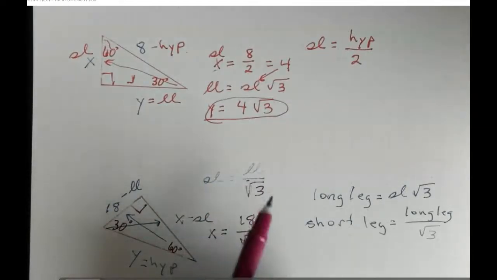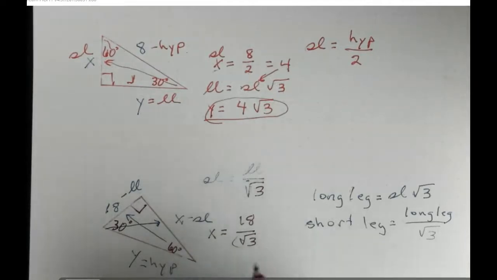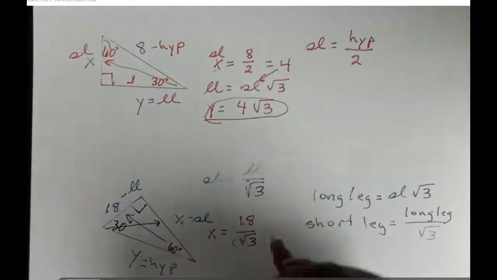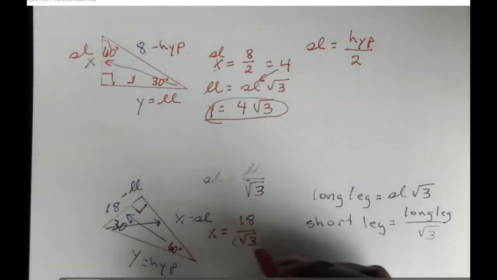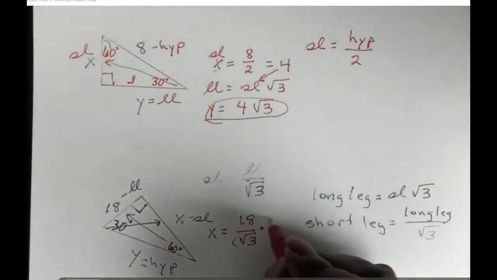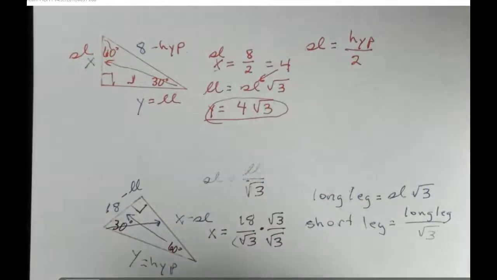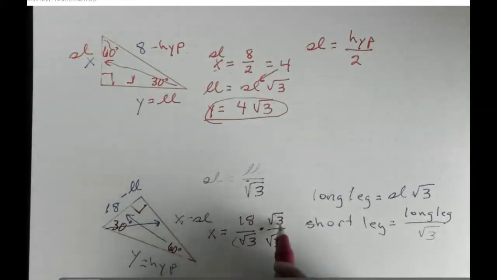And I want everybody to know that this is not simplified. We cannot leave a radical in the denominator. So what do we do? We rationalize. What does that mean? We take the radical that's in the denominator. That's the square root of 3 this time. We multiply it to the top, the numerator, and the bottom, the denominator. Because remember, that's 1. Okay, and then we multiply across.